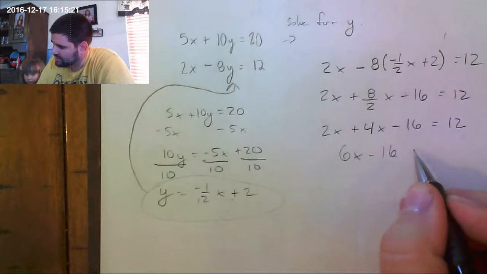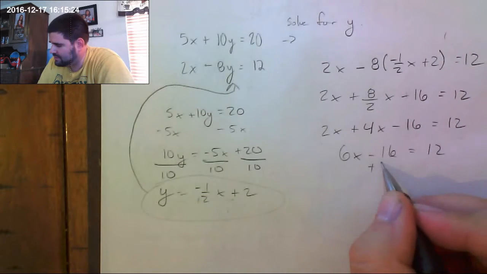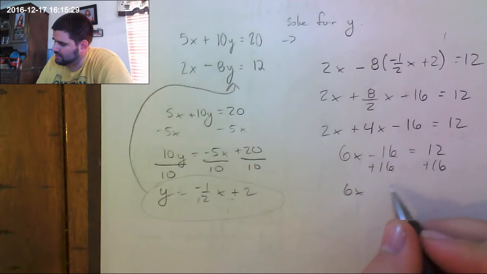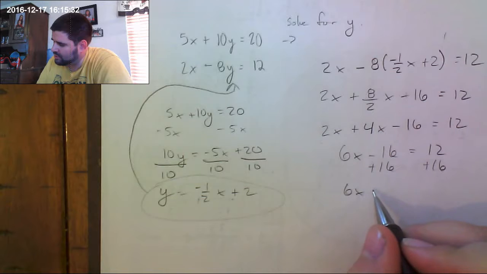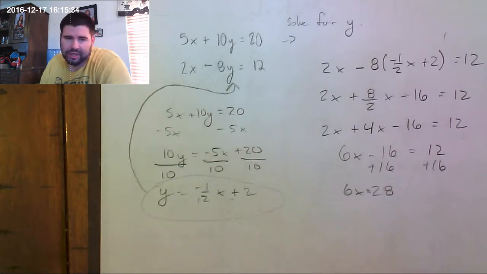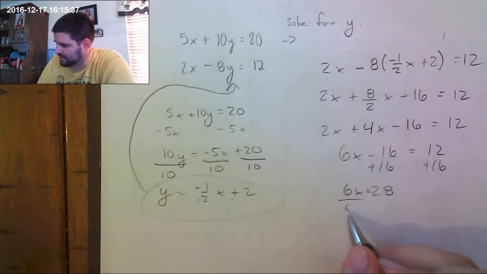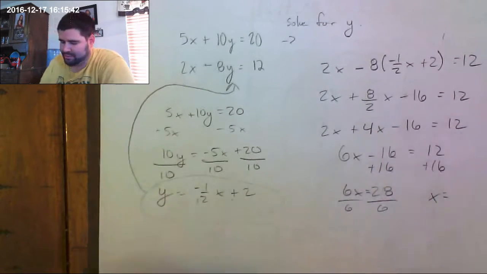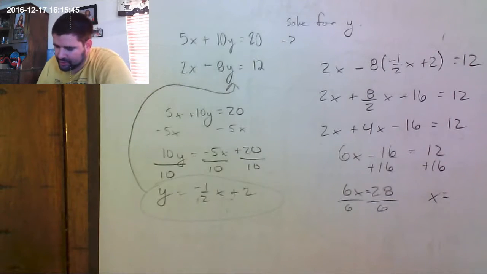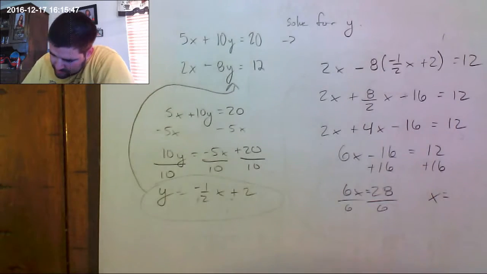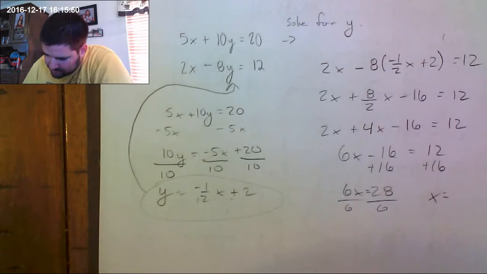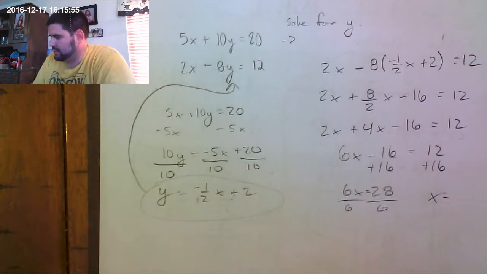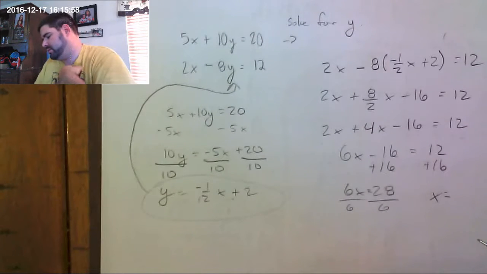6x minus 16 equals 12. Add 16 to the other side. 6x equals 28. Now I'm going to have to divide that, and that gives me my x. x is equal to 28 divided by 6. Oh my goodness. No. That's 4 2/3.